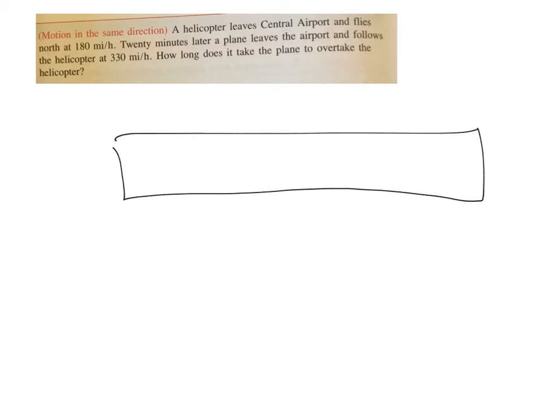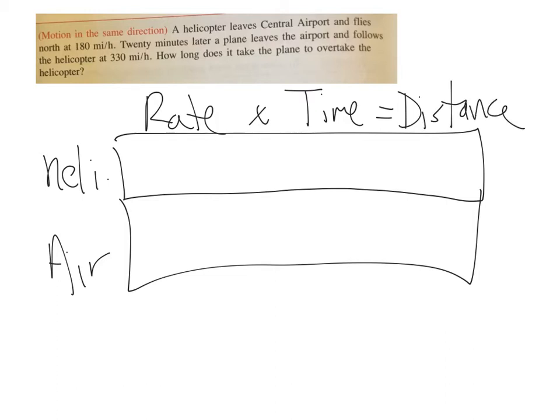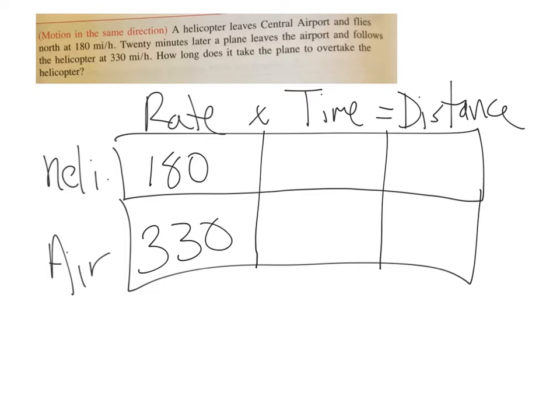So in this case, we want to still set up our chart. It's still a rate times distance problem, and we're talking about a helicopter and an airplane. And we're talking about the rate of these two things and the time that they travel and ultimately the distance. Okay, so here's our basic chart. Now we just want to fill in as we go. So the rate for the helicopter is 180 miles an hour. The rate for the airplane is 330 miles per hour.